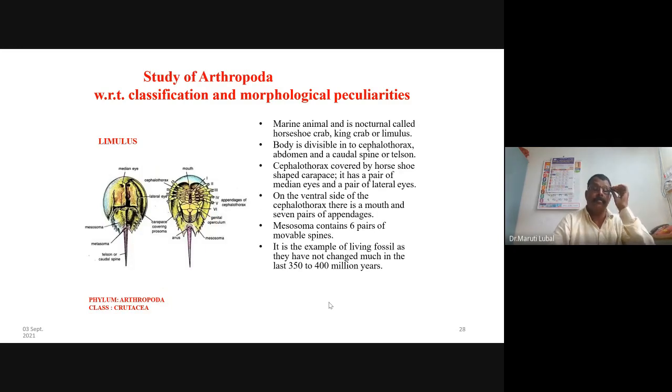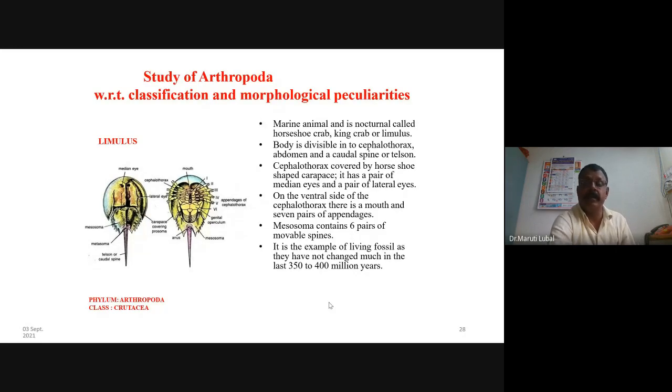Next animal is Limulus. It is a marine animal and is nocturnal. It is also called horseshoe crab because its shape is like a horseshoe. It is also called king crab or Limulus. The body of Limulus, or horseshoe crab, is divisible into cephalothorax, abdomen, and a caudal spine or telson.